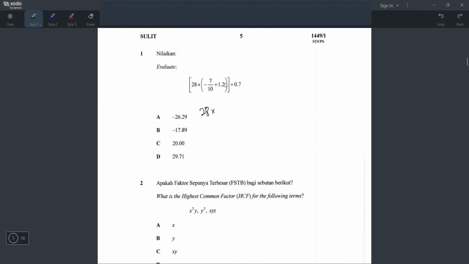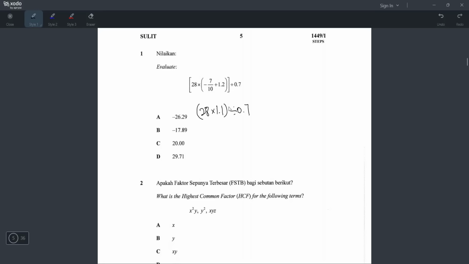You can use your calculator to help you. Just press negative 0.7 plus 1.2. All right, my calculator is giving me 1.1. So you can just write it there, 1.1, and then close bracket, divide 0.7. And now you can press 28 times 1.1, and then answer divide 0.7. Okay, wait, why my calculator? Wait, press.